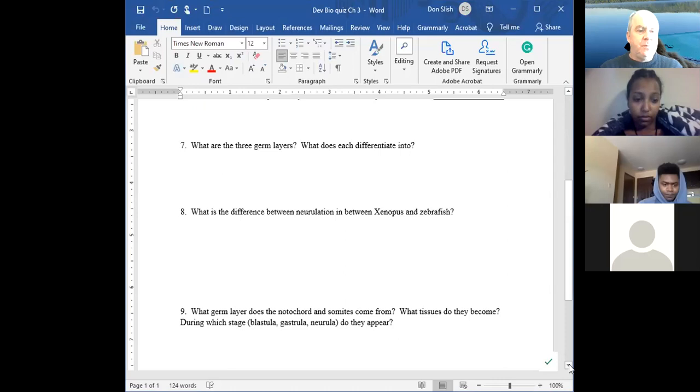What germ layer does the notochord and somites come from? That's mesoderm. What tissues do they become? They become the vertebrae, basically. During which stage do they appear? They appear during neurulation, during the neurula stage.